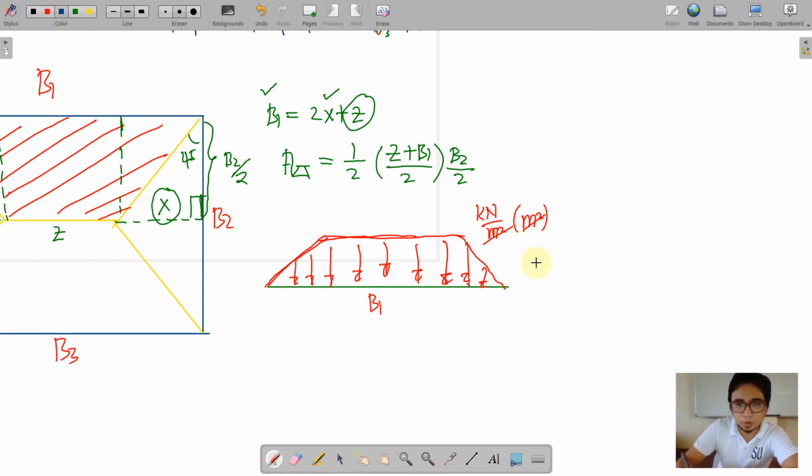So thereby, if this is W, this will be in kilonewton per meter. So you might ask, what is the divisor here? W is equal to, from here we have kilonewton, or the force, divided by B1, that is meter.